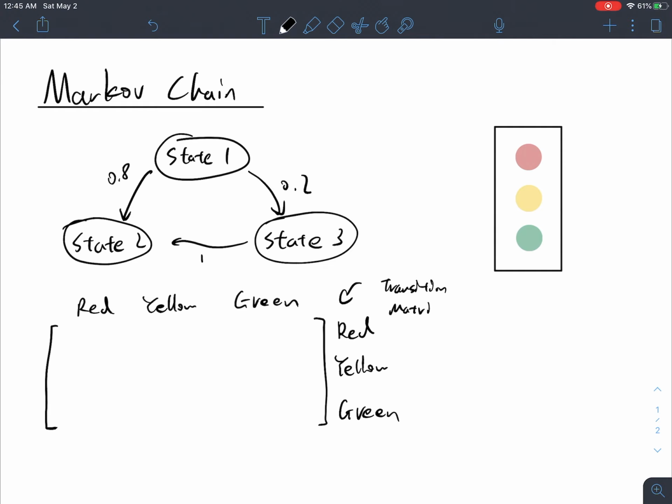Let's suppose that the traffic light shows red at this moment. What's the probability of it still being red in the next round? 0, because we know it cannot stay red, otherwise the traffic will be stopped effectively. And what's the probability of red being transitioned to yellow in the next round? Also 0, because we know that red cannot turn yellow, it can only turn green, so it's also 0.